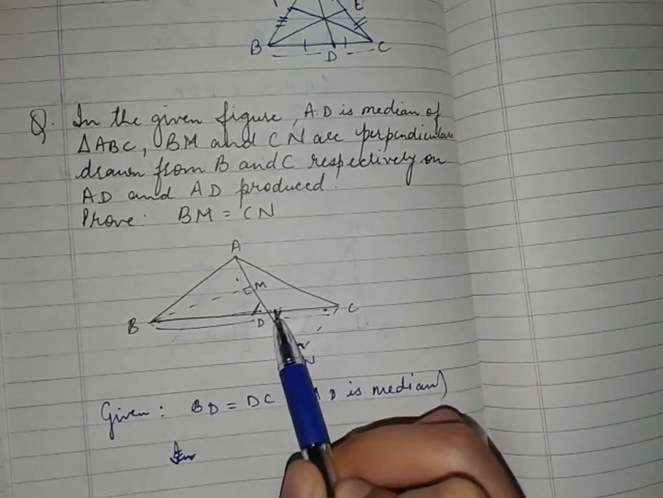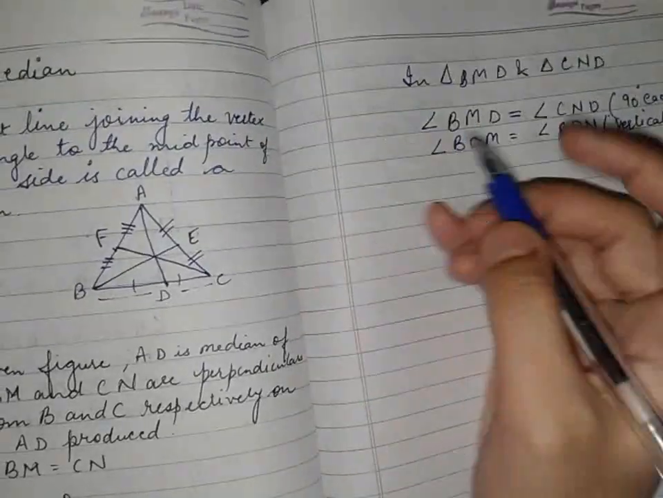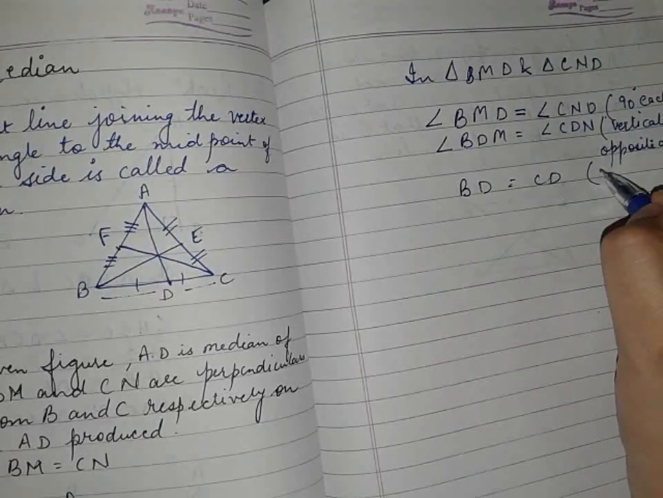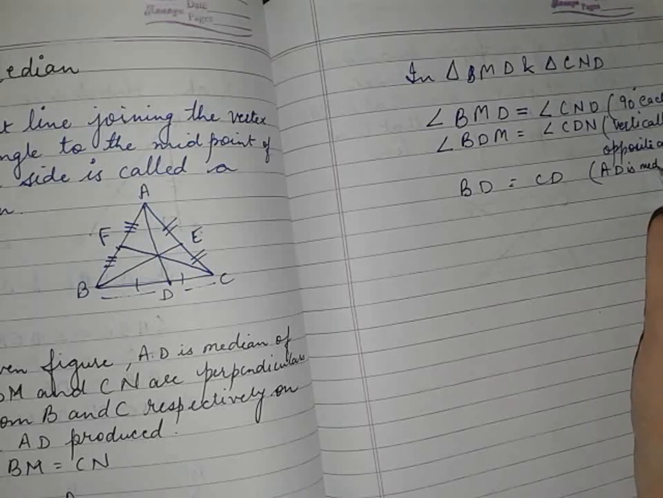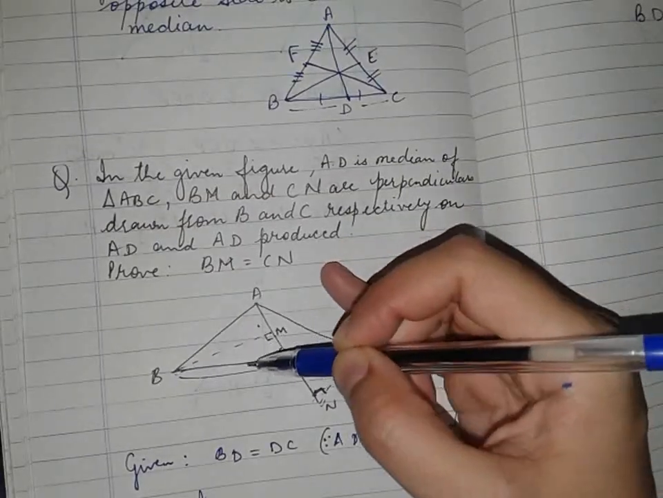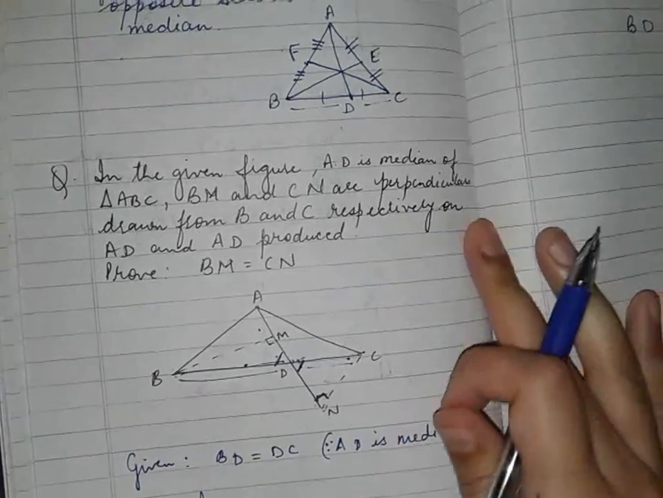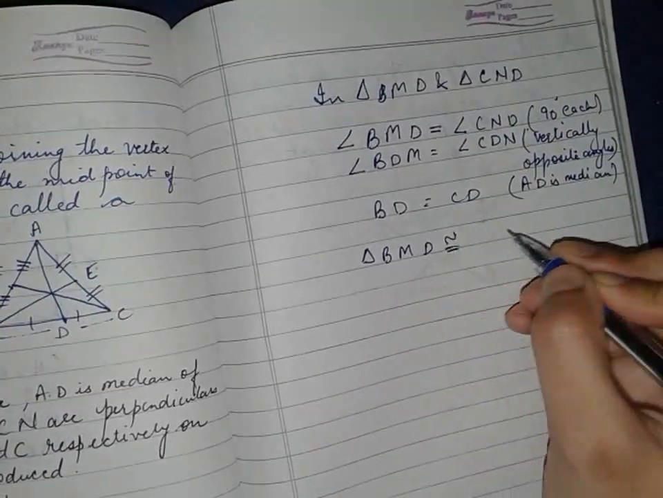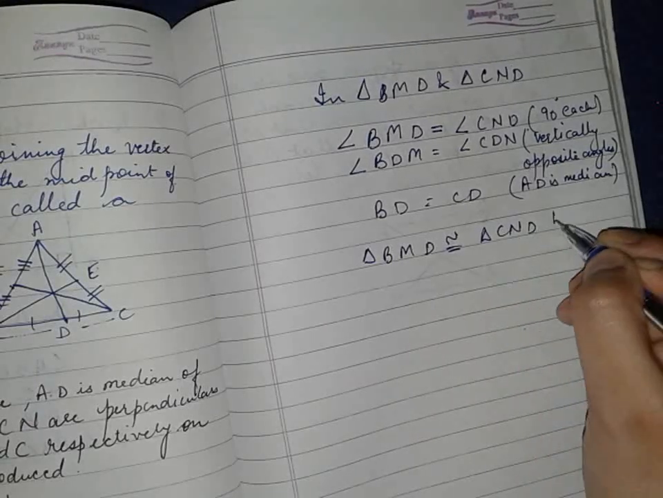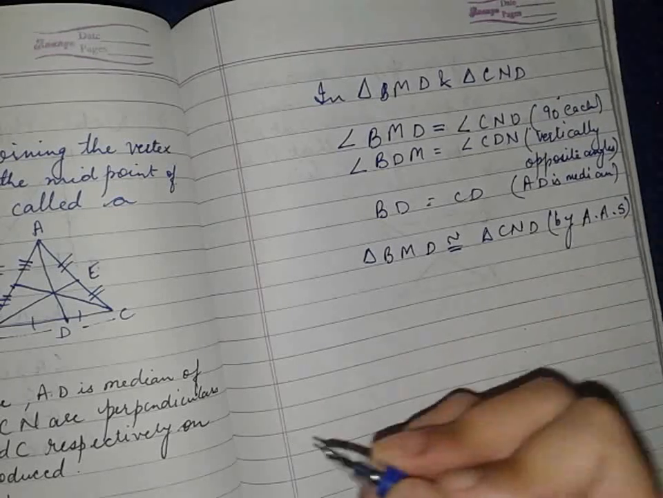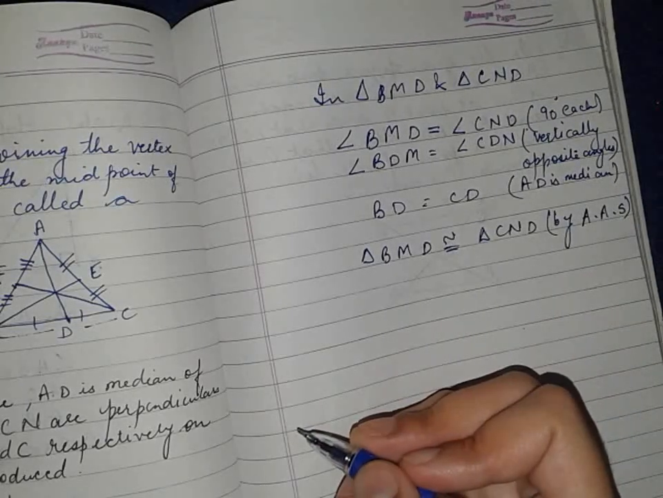This side is equal. BD is equal to DC, just now we have proved. So BD is equal to CD. Reason: AD is median, or you can write proved above also. We have got an angle, then an angle and then a side. The side is not in between. So triangle BMD is congruent to triangle CND by AAS: angle, angle and a side. They are congruent.